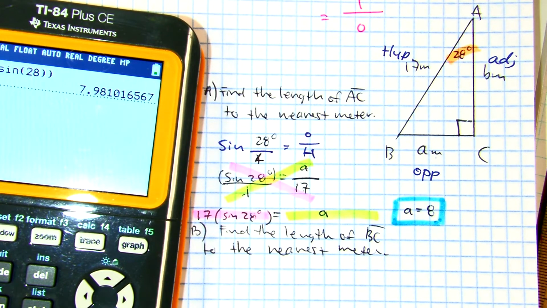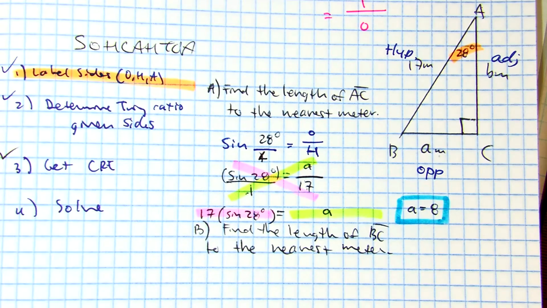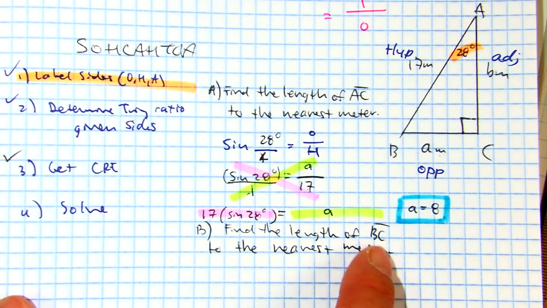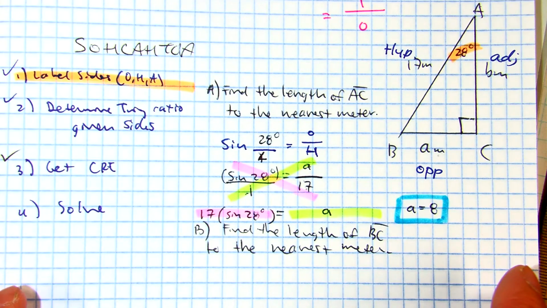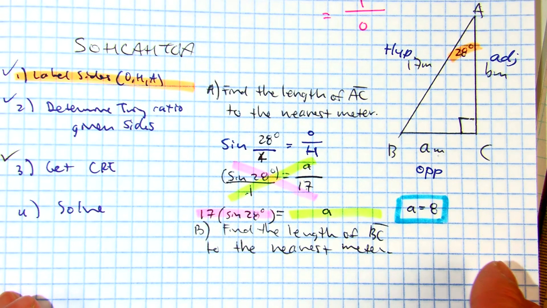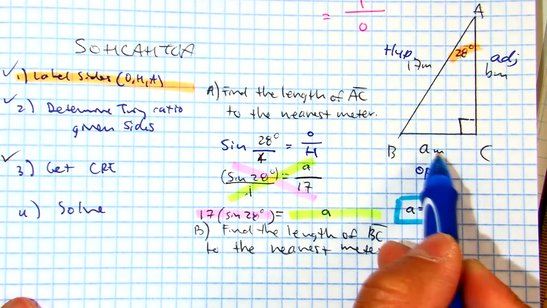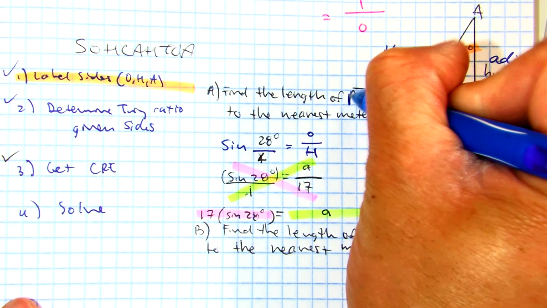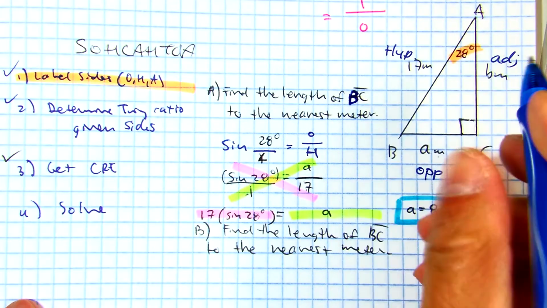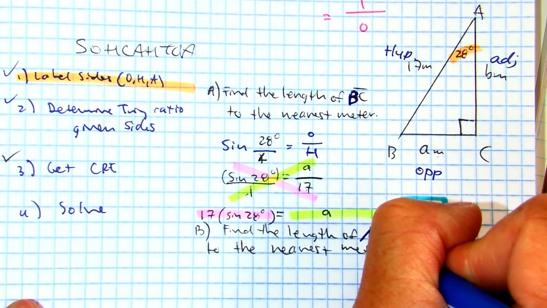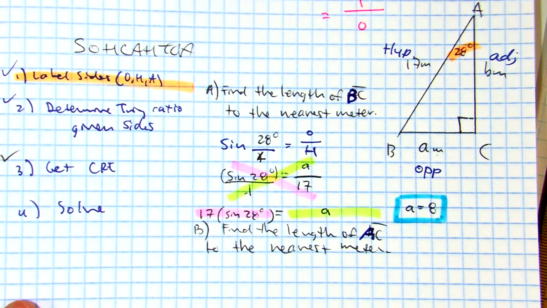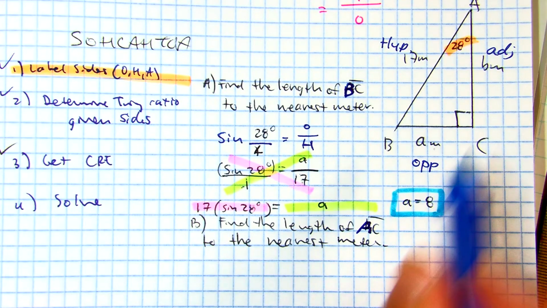Let's do the same thing on the next problem. Find the length of BC to the nearest meter. Did I do the wrong one? I did. I switched them. We solved for the letter A, and that was length BC. I mixed it up. So this one is AC. Find the length of AC, which is the variable B.